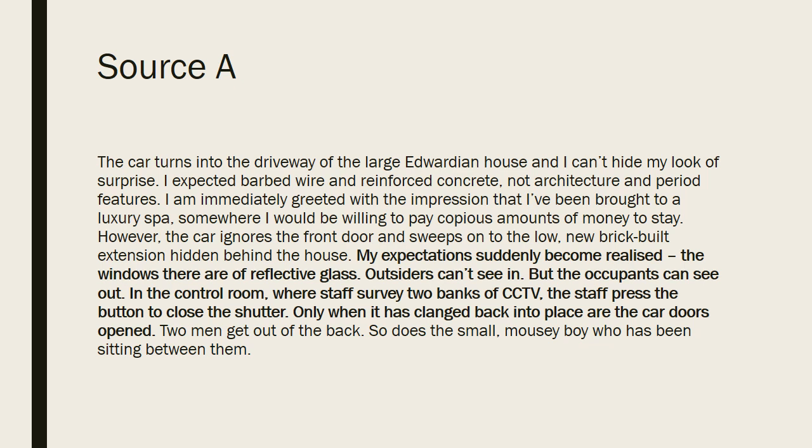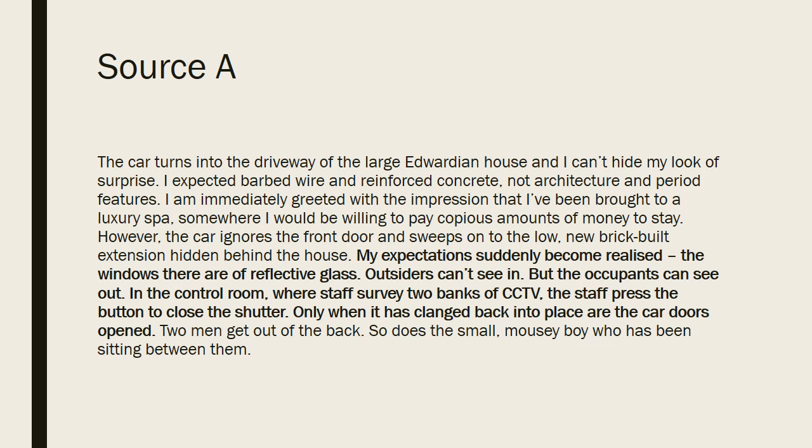After the however, and again, please notice in this how many times however comes up. It signals to you a change of direction. It says, I've just said something, however, I'm going to tell you something different. And in these lines, this is what he turns into. My expectations suddenly become realised. He's just talked about what he expected. And now, because he goes past the front door and goes to this new brick-built place, he sees something that goes with his expectations. It's not barbed wire reinforced concrete, but it's this idea here. Outsiders can't see in because of the reflective glass. Occupants can see out. Why are those his expectations?